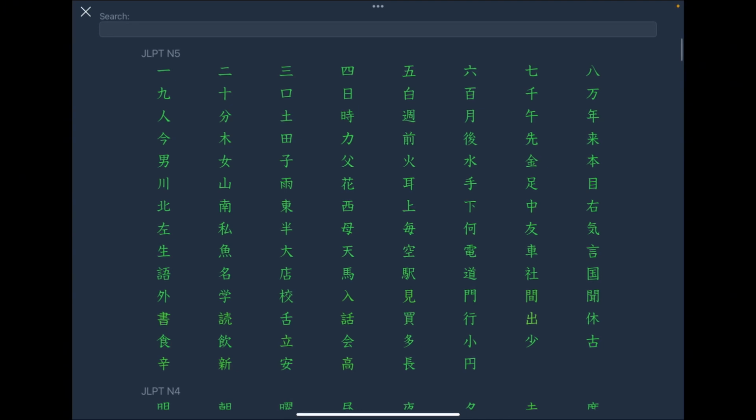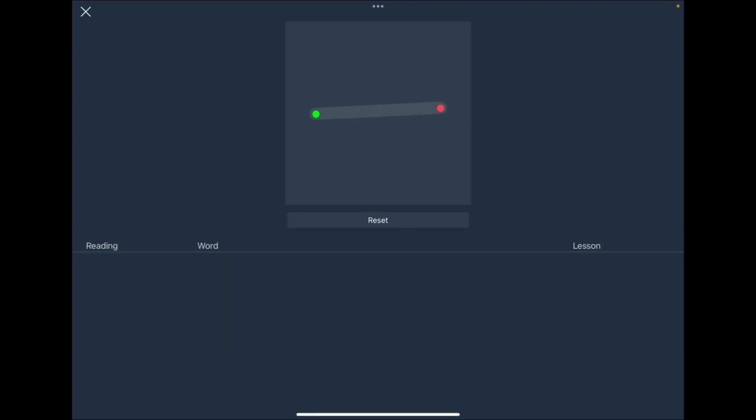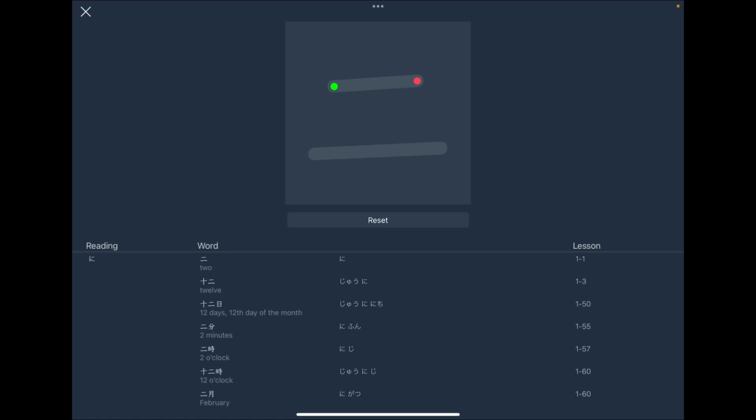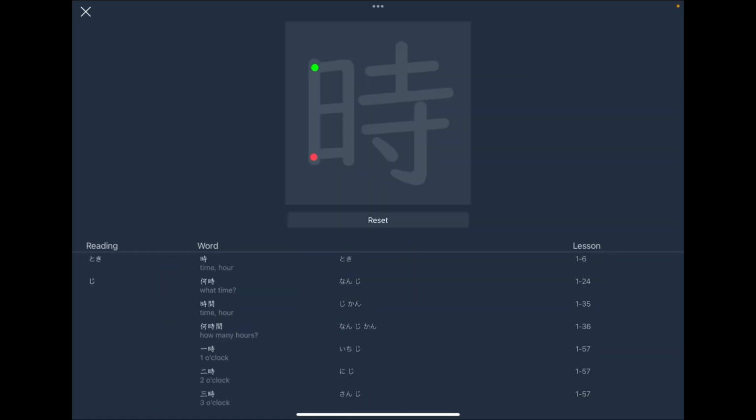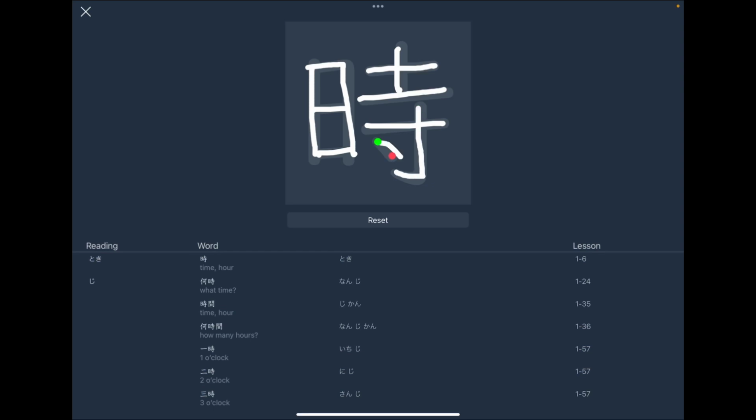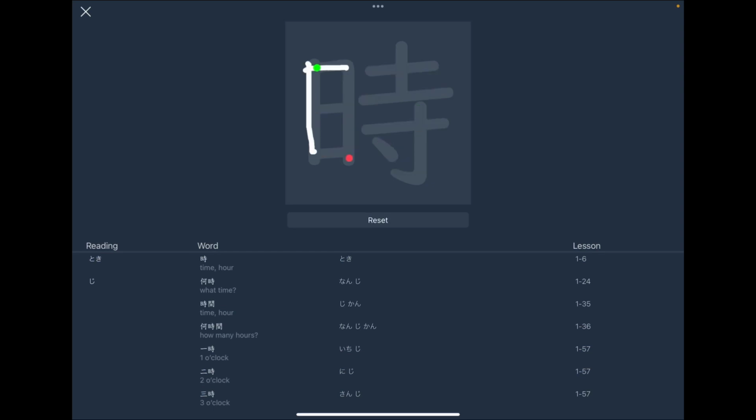I learned a lot of characters, so this means 1, 2, 3. This one means time. And like in textbooks, I would just trace over them and repeat the process. So something like this. I'm writing it fast, so it's not that neat.